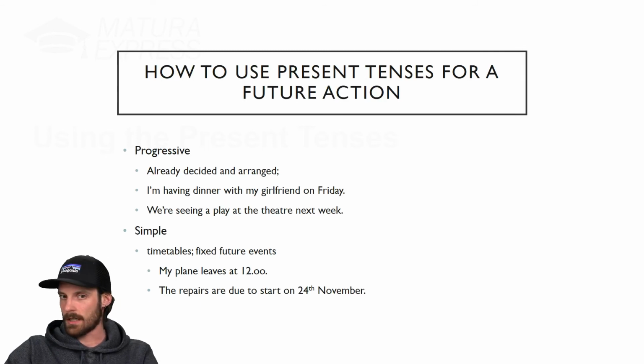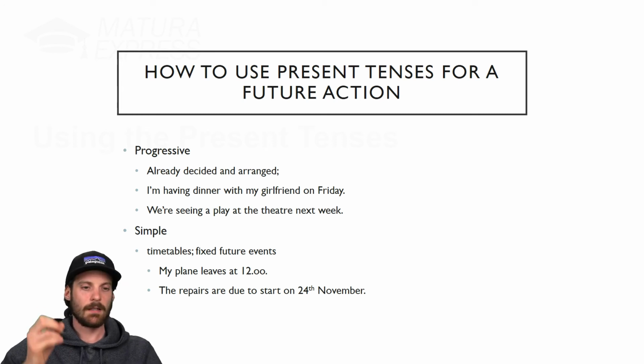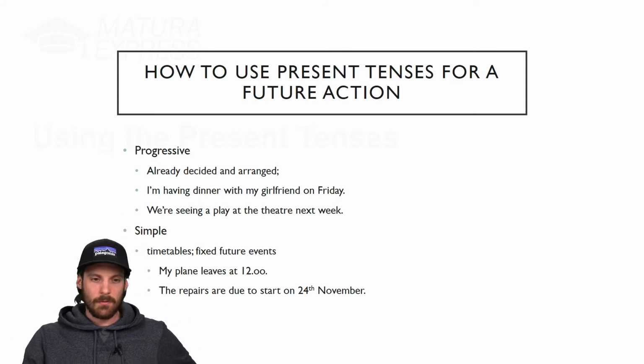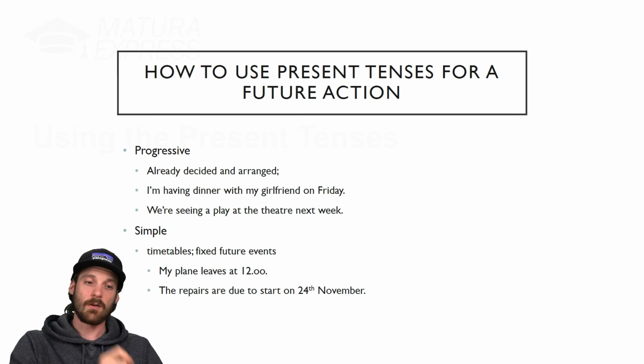Now, how to use present tenses for a future action. We have the progressive, as I've already said, but we also have the simple, but we're gonna start with the progressive. This is for things that have already been decided and arranged.